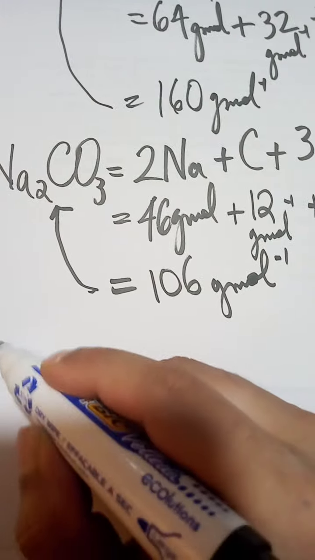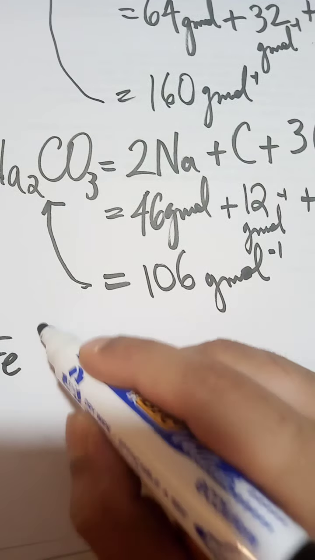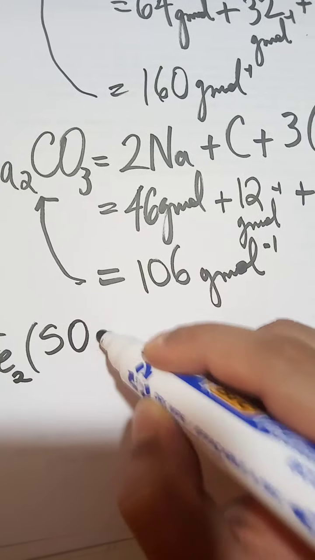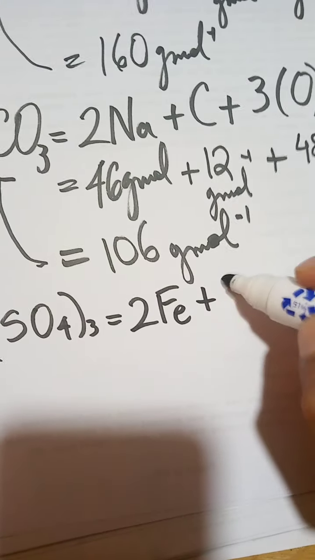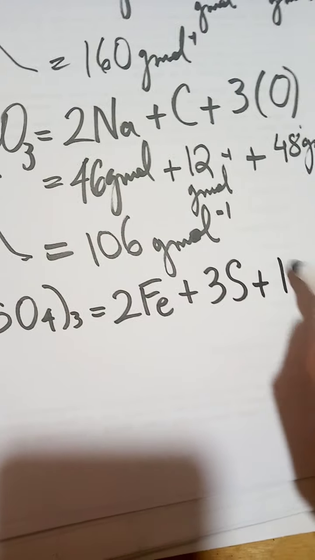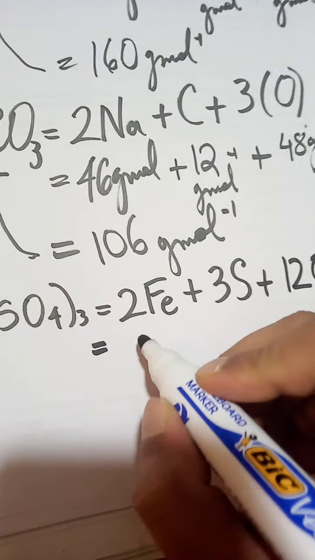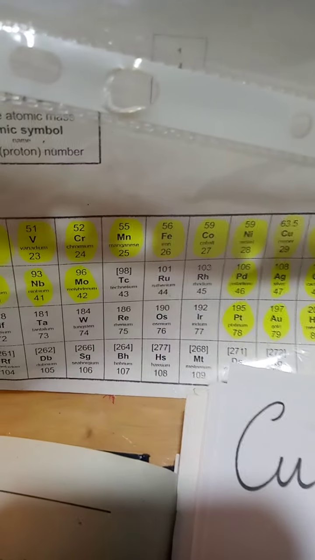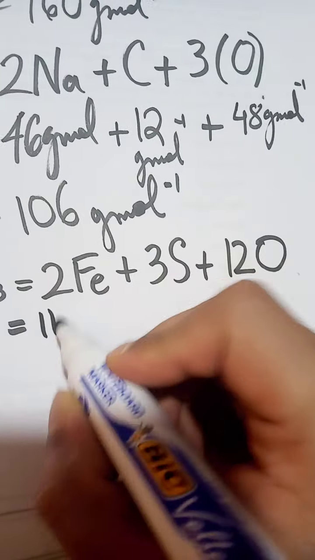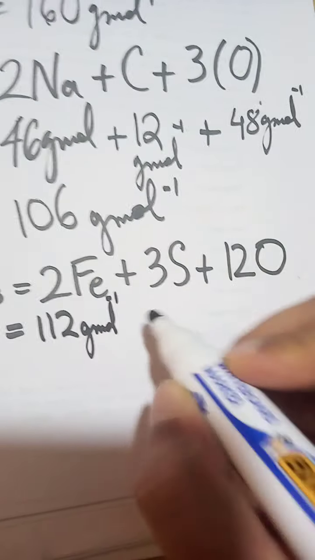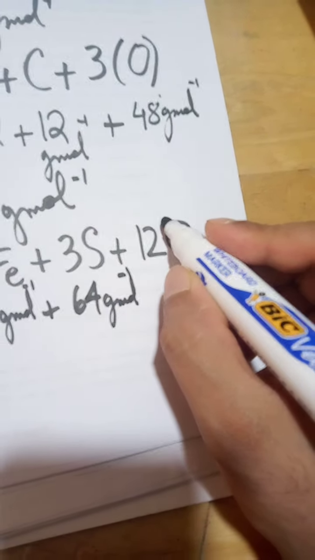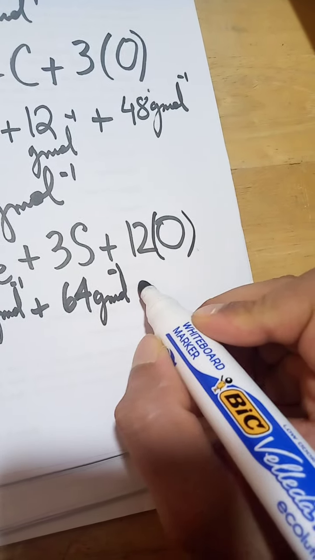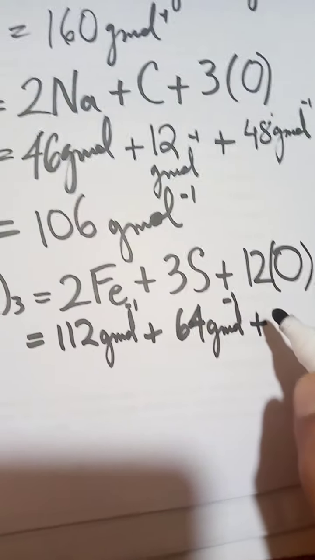So now we do iron 3 sulfate. That'll be 2 atoms of iron, 3 atoms of sulfur, and 12 atoms of oxygen. I think we did it just now. So iron is 56, so that'll be 112 grams per mole. This will be 64 grams per mole, and that'll be 12 times 16, 12 times 16.